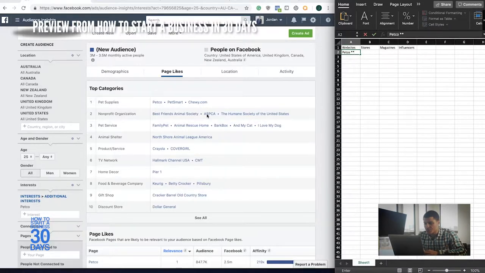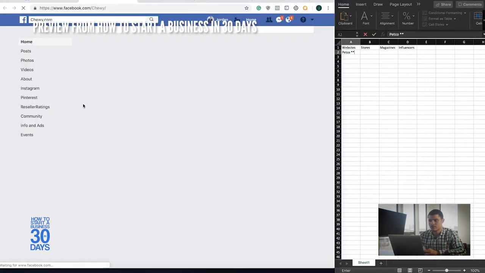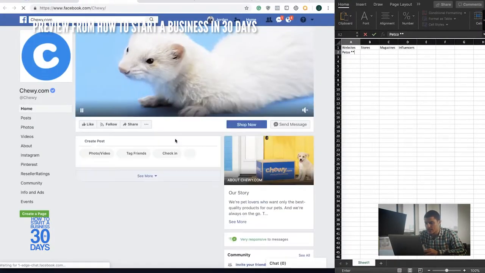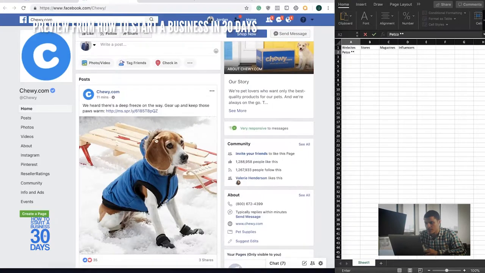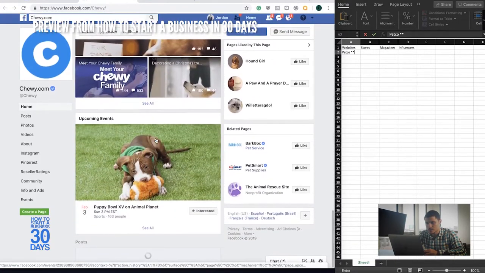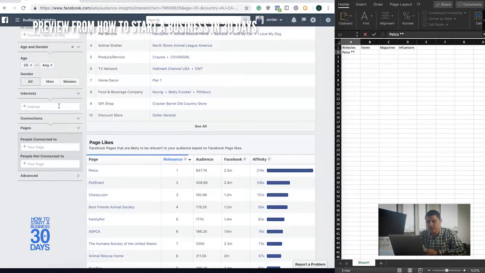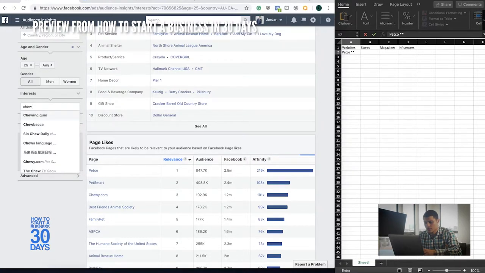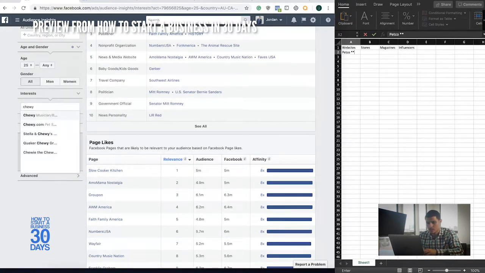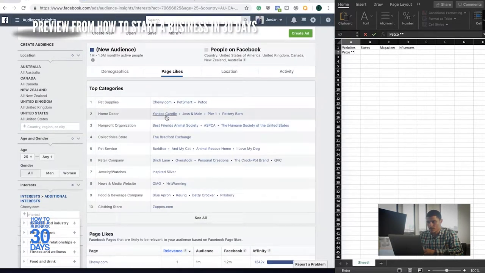So we see Chewy.com. Let's look at Chewy.com. Okay, so we got Chewy.com. We see this is the Facebook page, 1.2 million. Ooh, look, dogs. Dogs. So let's see what we get when we put Chewy.com in here. See here, we got Chewy.com, but you got Yankee Candle, Johnson Maine, Pier 1.